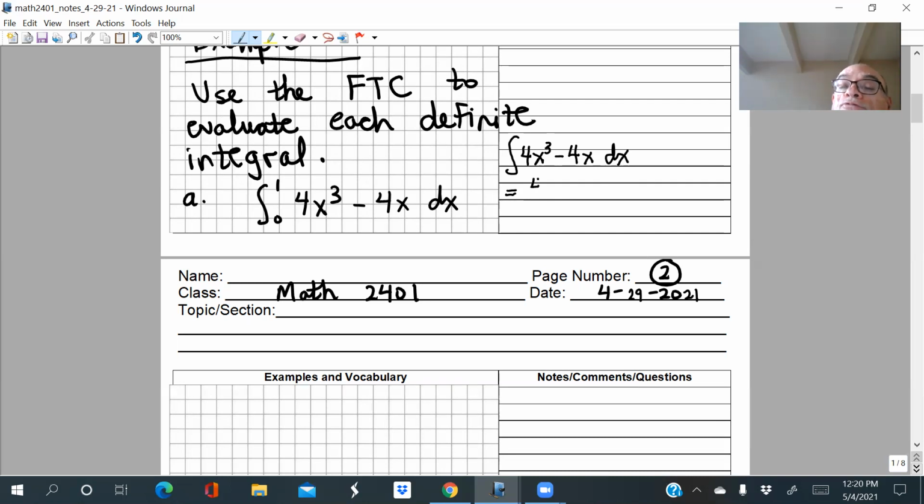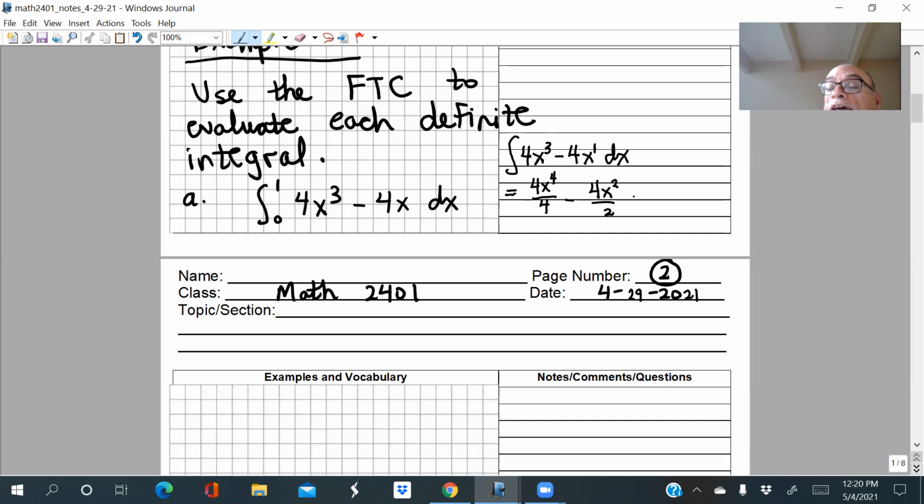So the antiderivative will be 4x to the fourth power over 4. That's the antiderivative of this first term. Remember, you're adding 1 to the 3 and dividing by that new exponent. Minus, and for this term, we would have 4x squared over 2. Add 1 to the exponent of 1 and divide by 2.